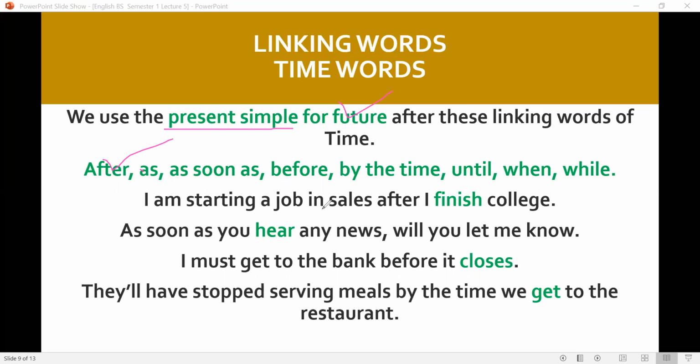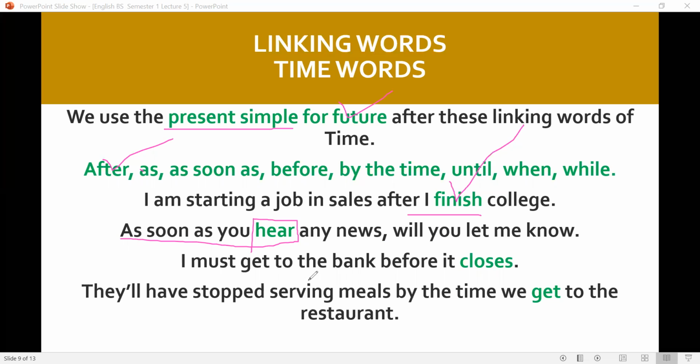I'm starting a job in sales after I finish college. Not "I will finish college," but "I finish college." We prefer present simple instead of future indefinite. As soon as you hear any news, will you let me know? As soon as you hear. First form, present indefinite. Not "as soon as you will hear."